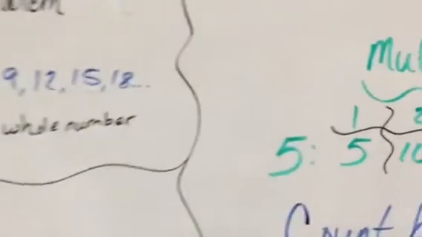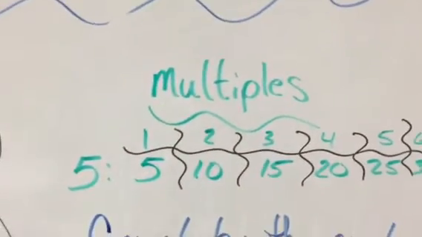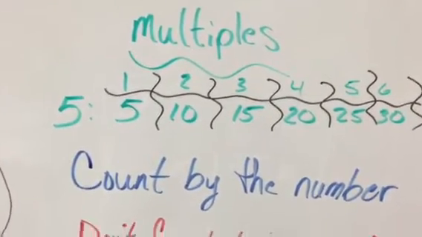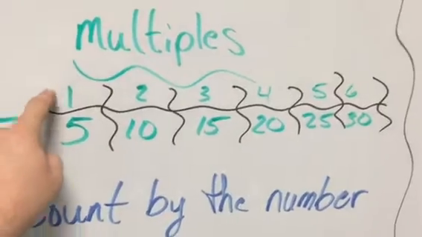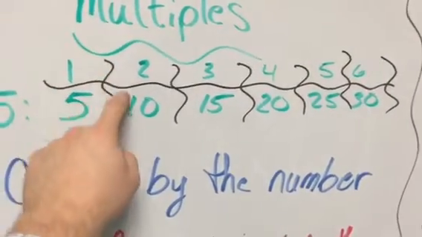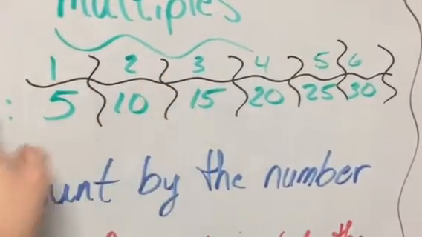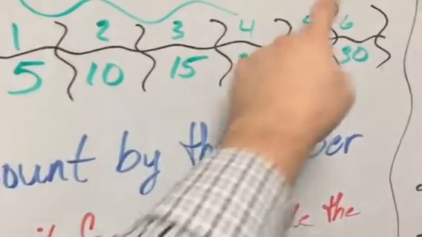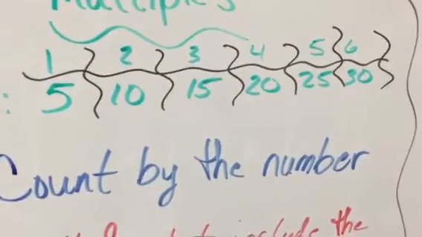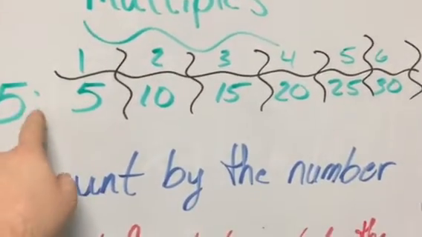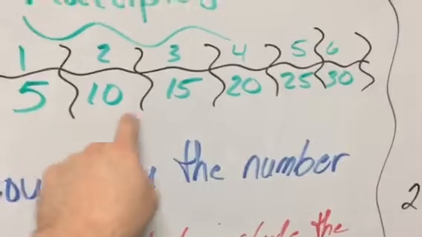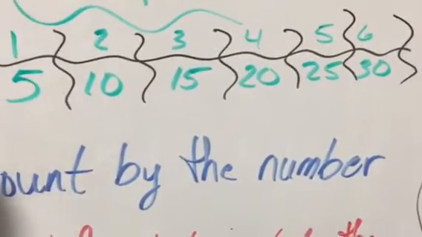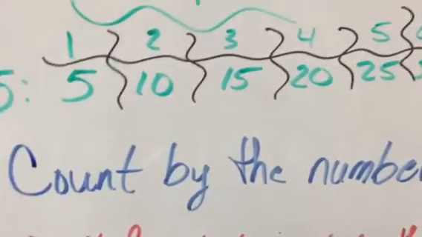Well, let's move over to the multiple section, and maybe this will help explain it. We said it's the product of a number and another whole number. So 5 times 1 is 5, 5 times 2 is 10, 5 times 3 is 15, 5 times 4 is 20, 5 times 5 is 25, 5 times 6 is 30. That's how I got the multiples. So the multiples of 5 are 5, 10, 15, 20, 25, 30, because it's what I get if I multiply that number by another number.